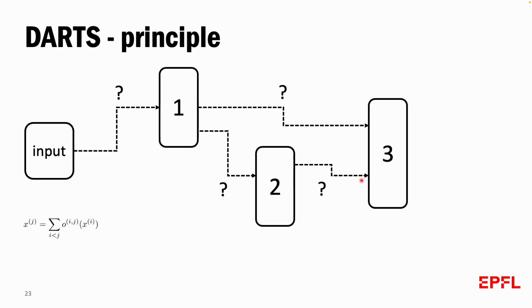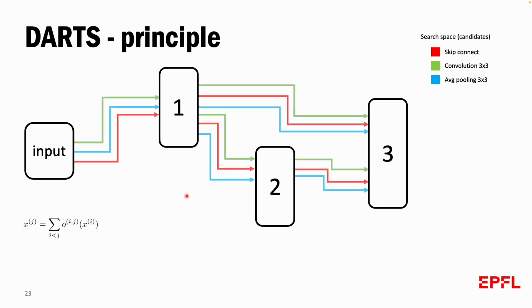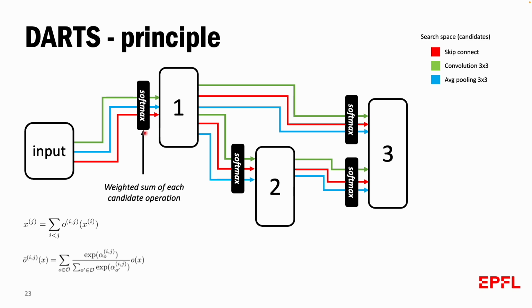Then we have 4 different edges, and for each edge we don't know which operation we should perform. What is the best one for the architecture? So for this, first we introduce a search space that is made of 3 operations: skip connection, convolution 3 times 3, and average pooling 3 times 3. Okay, then as we did before, we're going to replace each edge by 3 edges in parallel, one for each candidate operation. Then we're going to weight the output of each edge with some alphas where we apply the softmax. And then we are ready to basically optimize both the architecture and the weights of the network.